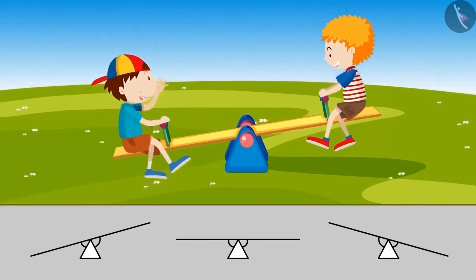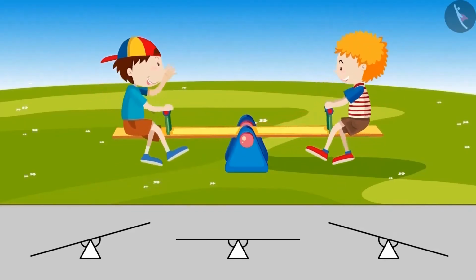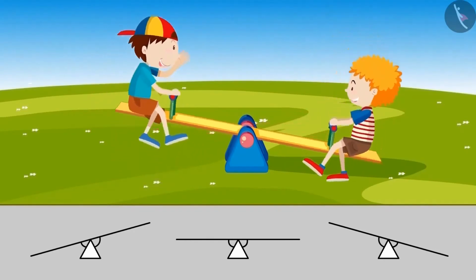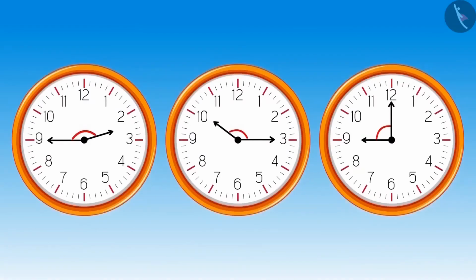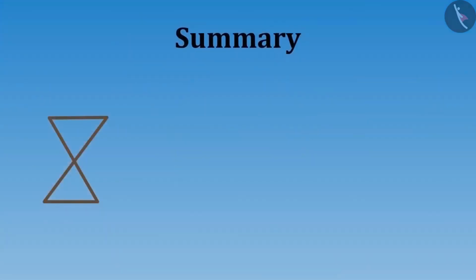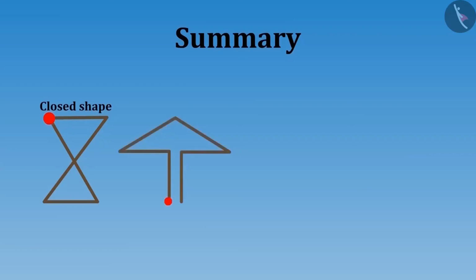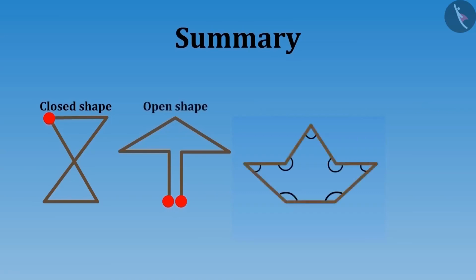Do you observe that there are different angles in objects around us? For example, this swing. The hands of a clock also make different angles at different times of the day. In this video, we have learned that if the starting point and the end point of a shape are the same, then it is known as a closed shape. And if the starting point and the ending point of a shape are different, then it is known as an open shape. And we also saw an example of making a new shape by changing the angles of the shape.